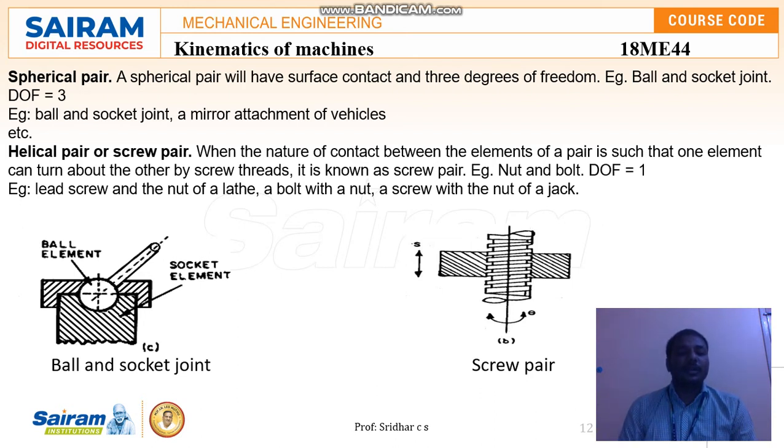Next one is the helical or screw pair. A helical or screw pair is when the nature of contact between the elements of the pair is such that one element can turn about the other by the screw threads. The best example for a helical or screw pair is a nut and bolt. Whenever we apply force, only the screw rotates, because the threads on that screw give the motion to rotate and fix the nut or bolt.